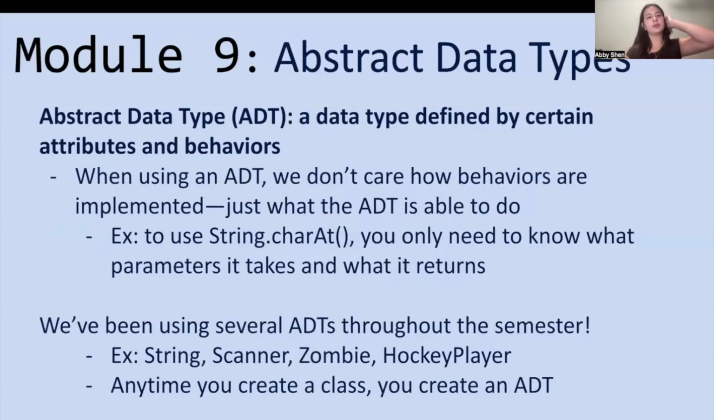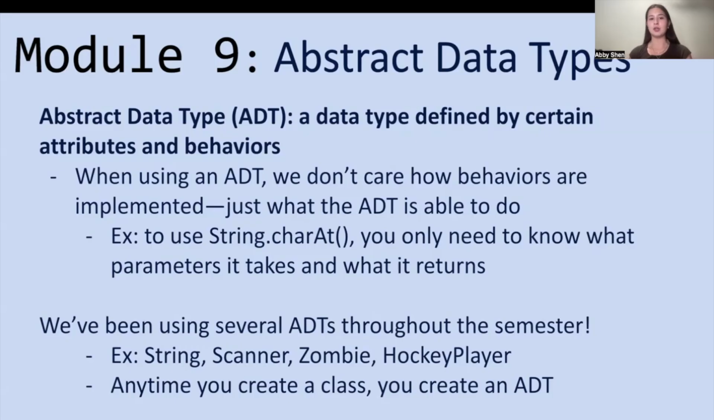So to start, what is an abstract data type? An abstract data type is a data type defined by certain attributes and behaviors. What this means is that when we're using an abstract data type, we don't really care how behaviors are implemented, just what the abstract data type is able to do. So we might be looking at documentation that just says what the parameters are, what the method name is, and what the return type is. Once we understand what it does like that, we can use it in our code and get a lot of value out of it without necessarily knowing what's going on behind the scenes.